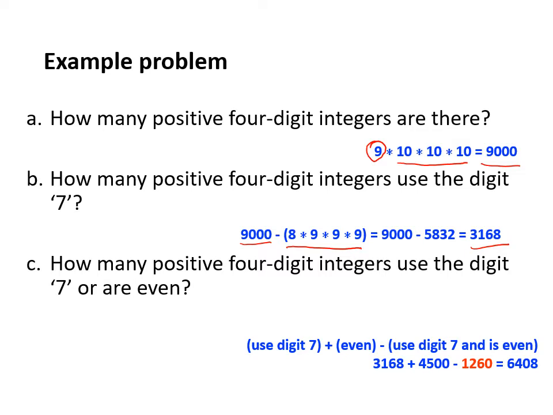So in this case, we can add up the number of them that use digit 7 with the number of those that are even, and we have to subtract from that the number of those that use digit 7 and are even, because those got counted twice. And so when we calculate this, we get 6,408.